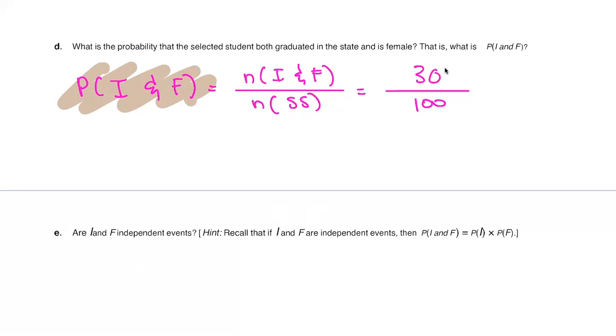Are I and F independent events? That means, is there only in-state students and they're all male? Are there only female students and they're all out of state? No, we have a mixture of students who are in and out of state, so I can't just multiply them together in that way.